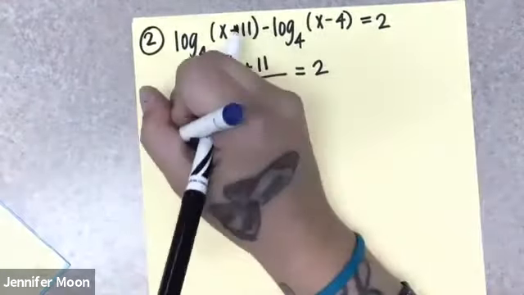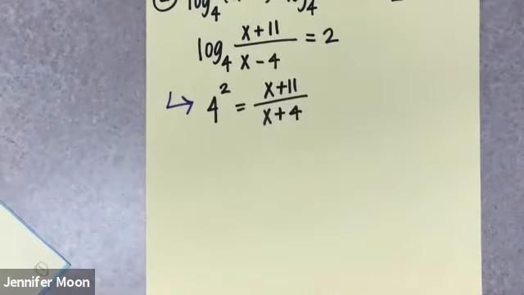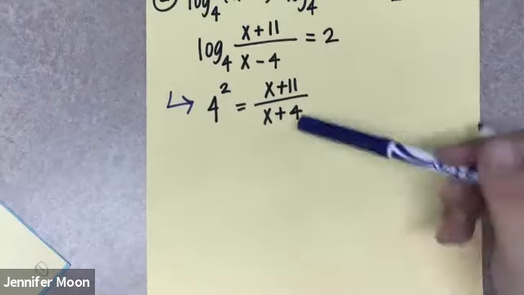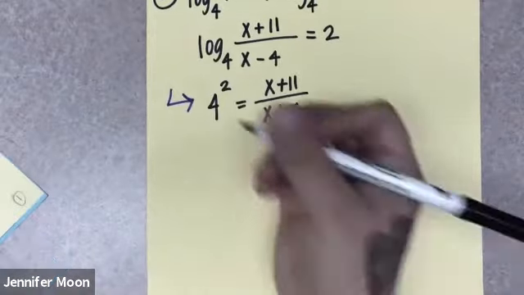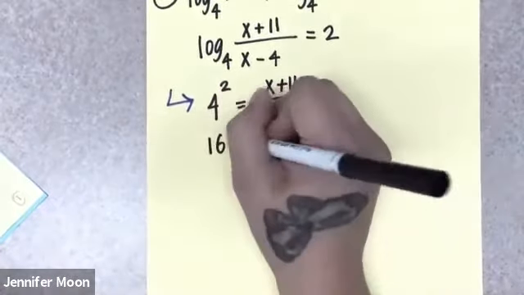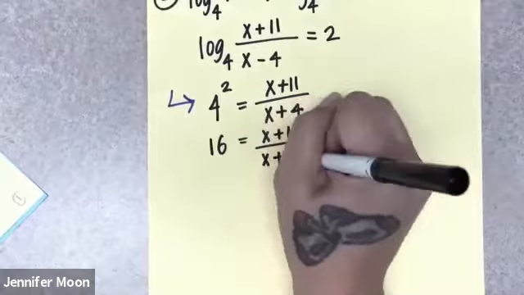In your homework, when they ask you to rewrite the logarithmic form without using logs, they're basically telling you to change the form, right? How are you solving this problem? Once you change it to exponential form, this is what you have here. And then now what you would do is you just start evaluating it. I know that 4 squared is 16 equals x plus 11 over x minus 4.